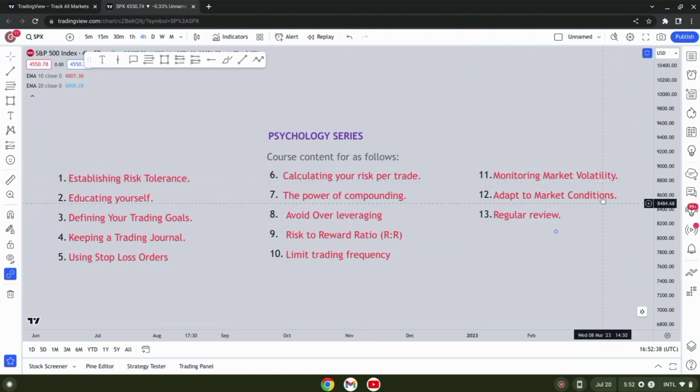Number 12, we're talking about adapting to current market conditions. As I said, the market is a god of its own, so you have no option than to adapt to what the market is currently doing. Then number 13, which is the last one, we'll talk about regular review. You regularly review your progress as a trader. That's where your journal comes in. You go through your journal and see if you are actually making progress, or you are stagnant, or you are going back. That will be all for the trading series.